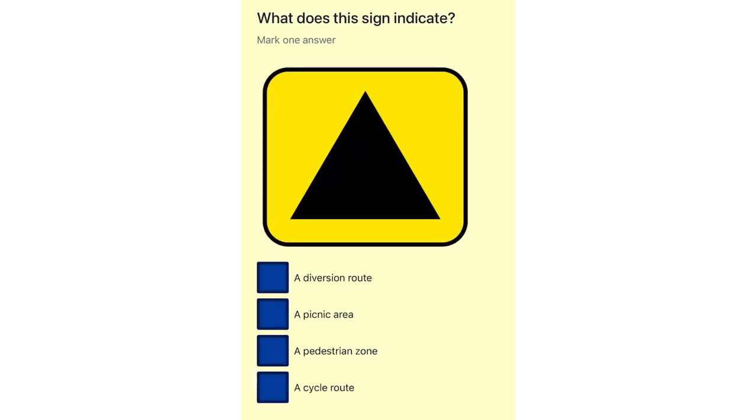What does this sign indicate? A diversion route. A picnic area. A pedestrian zone. A cycle route.